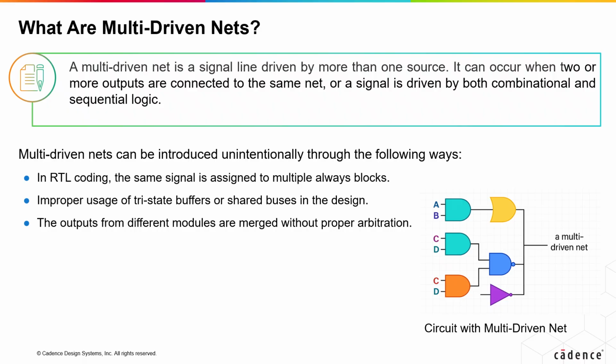These include assigning the same signal or net to multiple nets in the RTL design, improper use of tri-state buffers and shared buses, and combining output signals from multiple modules without proper arbitration.